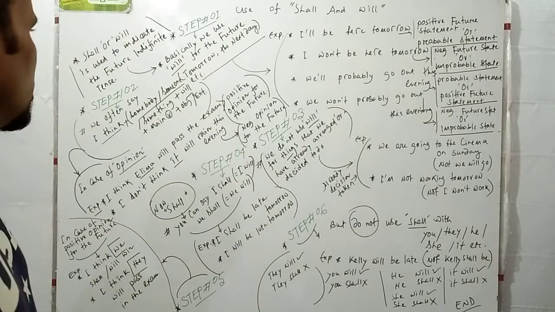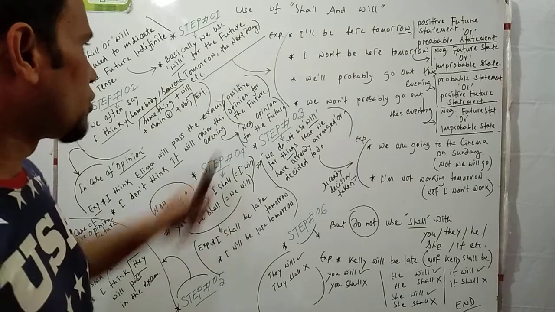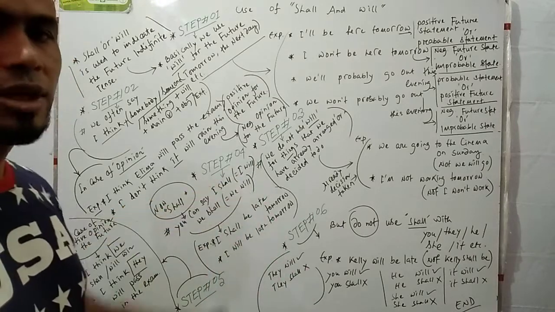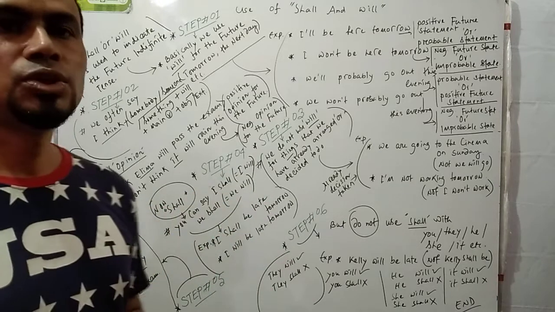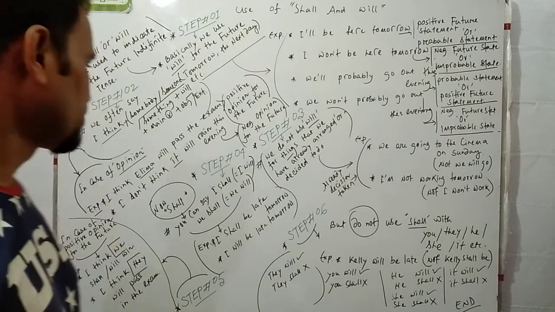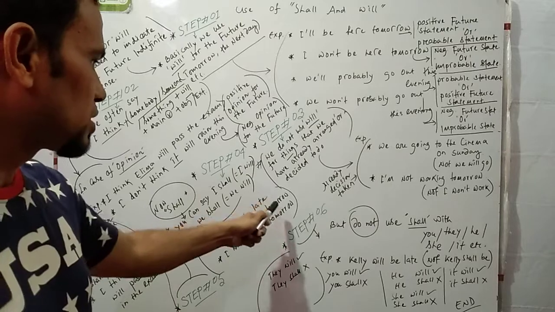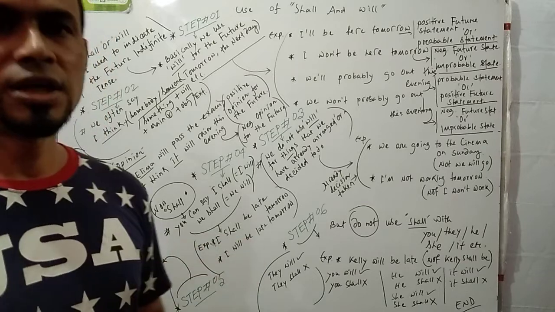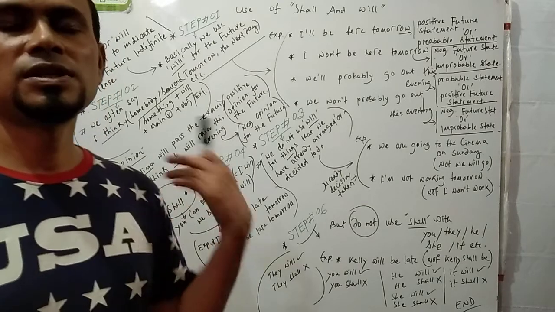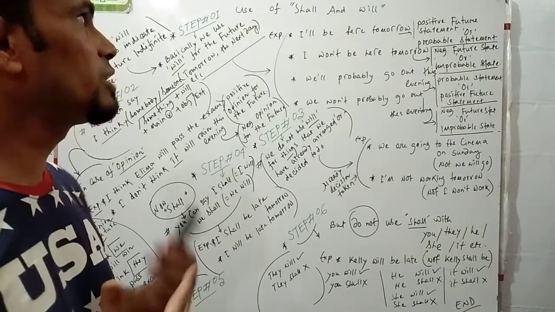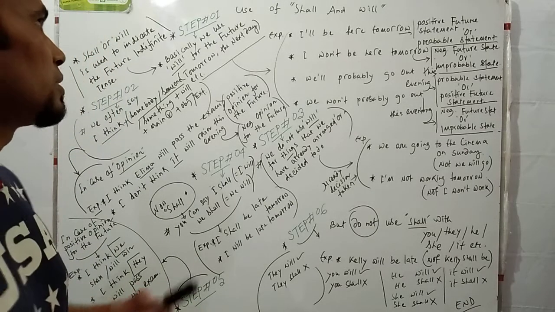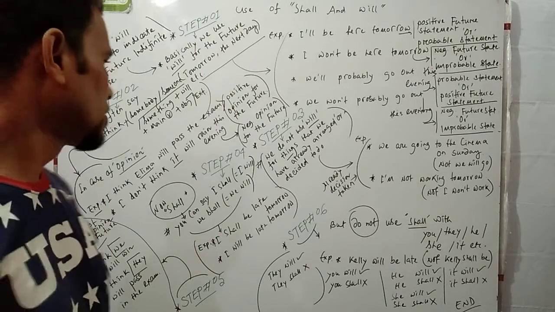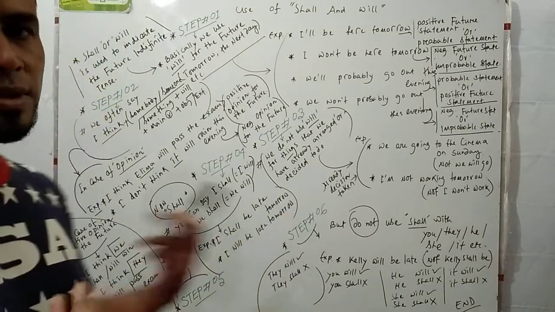So next, step number 4. Now shall. You can say I shall equals I will. Same. We shall equals we will. Same. So an example is: I shall be late tomorrow. This sentence is absolutely correct. This sentence means a positive future statement or probable statement. Already I have told you about positive future statements or probable statements in step number 1. I'll be late tomorrow. This sentence is correct also.